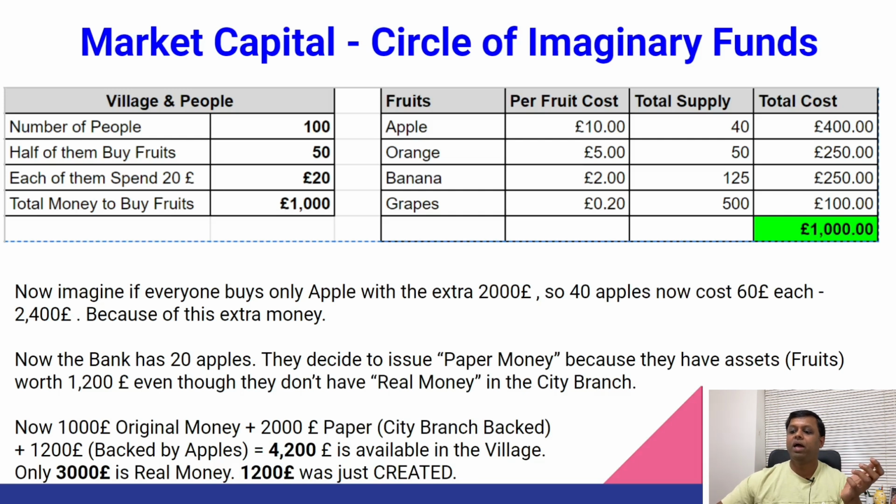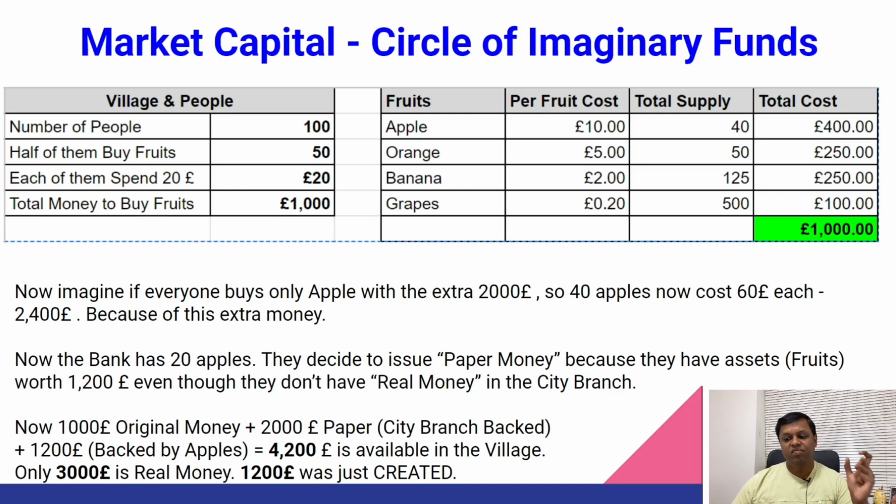Now let's say the bank goes and buys or gets 20 apples. Because they have 20 apples, they decide to issue paper money because they have this asset, which is nearly worth £1,200. It's not real money, but it's an asset. It's a cashable asset that they have. And they don't have real money. Apart from the 2,000, they don't have any more real money in the city branch.